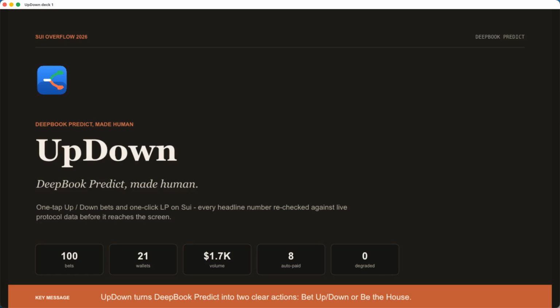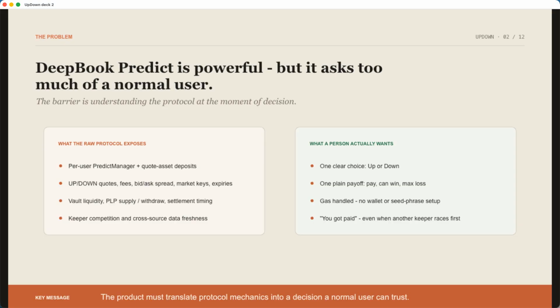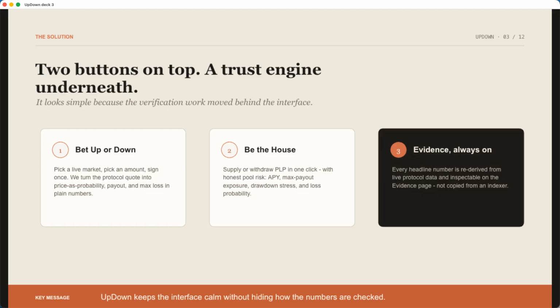Deepbook Predict made human. It turns a real Sway options protocol into two consumer actions: bet up or down, or be the house. The problem is not protocol depth. It is decision load. Raw Predict exposes managers, deposits, spreads, expiries, vault liquidity, and keeper timing when a user only wants a clear choice. The solution is a calm shell over real rails.